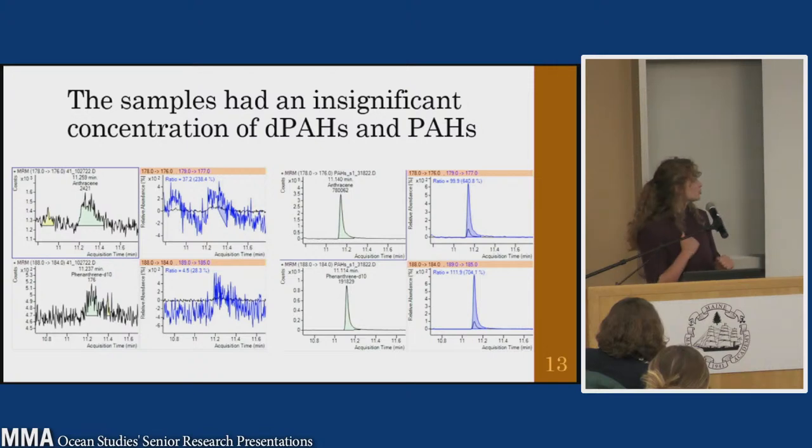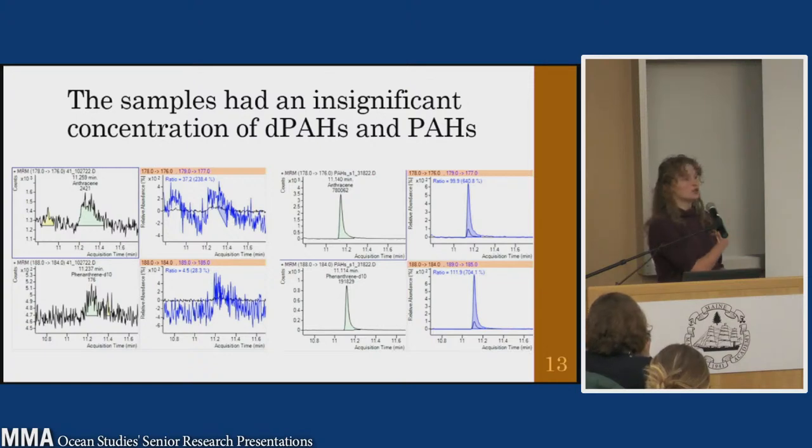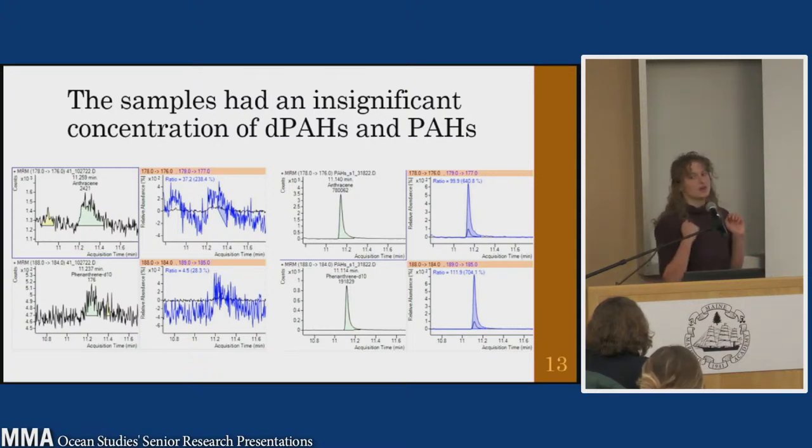I intend to look at how my extraction of the marine sediment works. So I want to purchase a known standard sediment, spike that with PAHs and DPAHs, and then extract the sediment using my method. And then run that through the GCMS with no other steps in between, and see if there's PAHs in that.